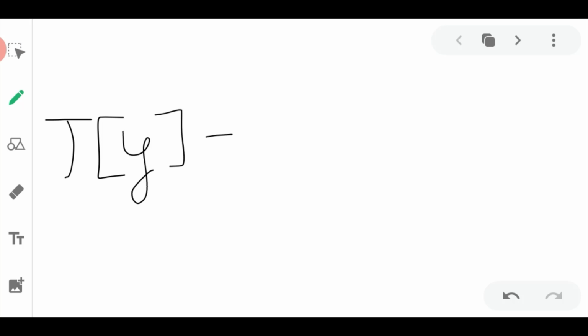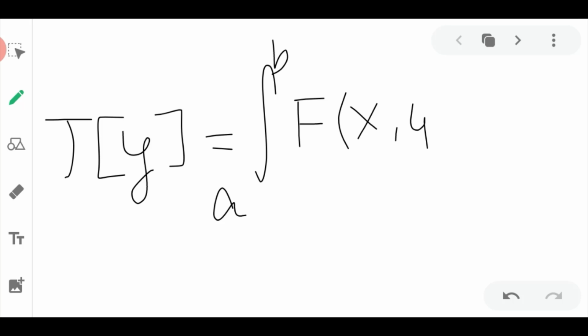So previously our functional looked like the following: J of y is equal to the integral from a to b of F of x, y, y prime, dx. So this was our functional in the previous one, and we saw what is the condition for the functional to have an extremum.